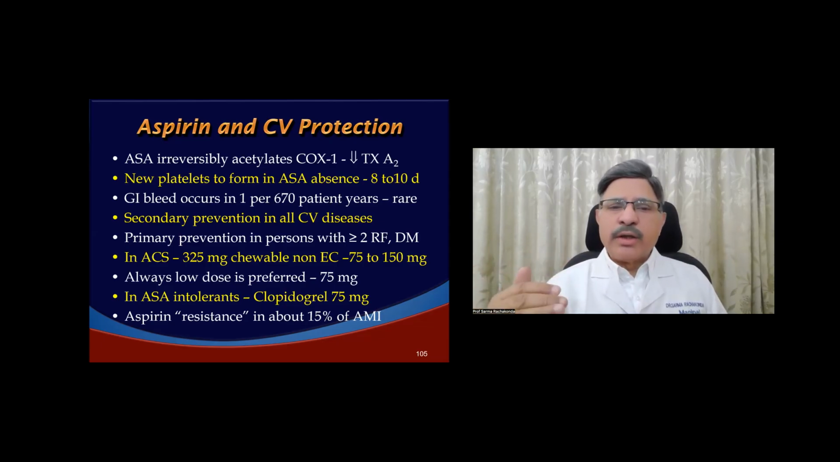Secondary, when do I give aspirin? In every CV disease case, aspirin must be there. Dose only differs, 75, 120, 150 or 325, depending on the necessity.